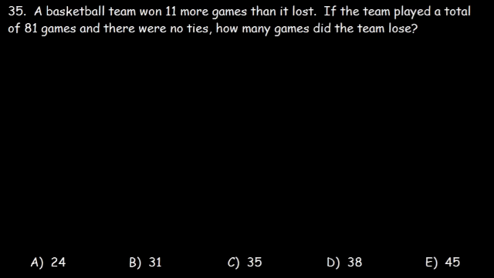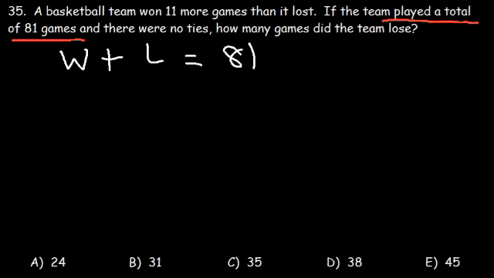35. A basketball team won 11 more games than it lost. If the team played a total of 81 games and there were no ties, how many games did the team lose? For this one, we want to convert the sentences into equations. So let's start with this portion of the sentence. The team played a total of 81 games. So some games they won and sometimes they lost. So W plus L, the wins and the losses, should add up to 81 games, since that's the total games that they played.